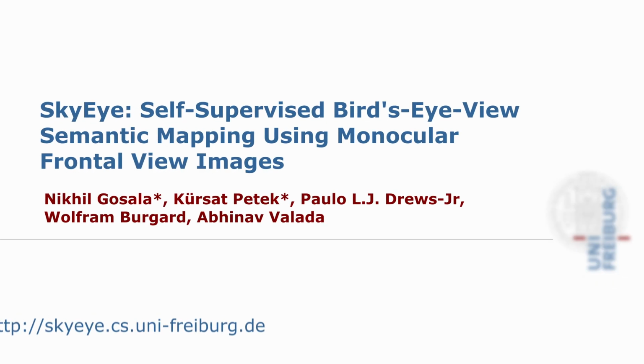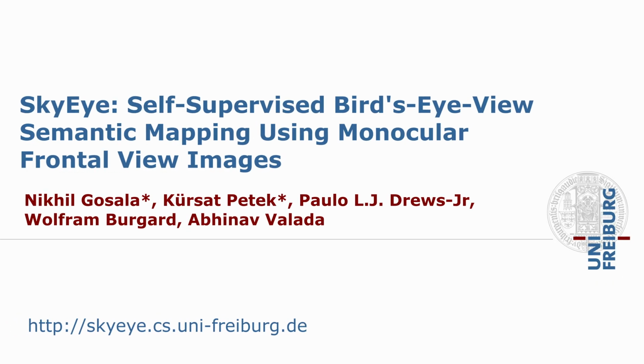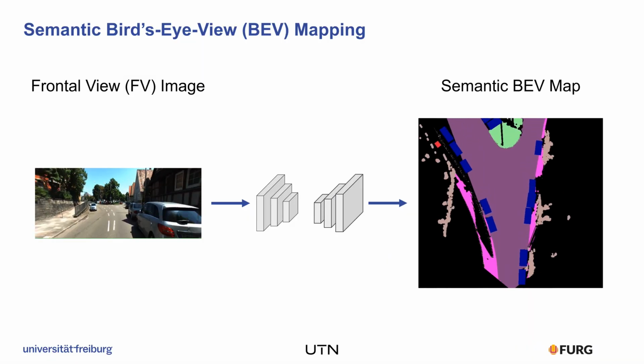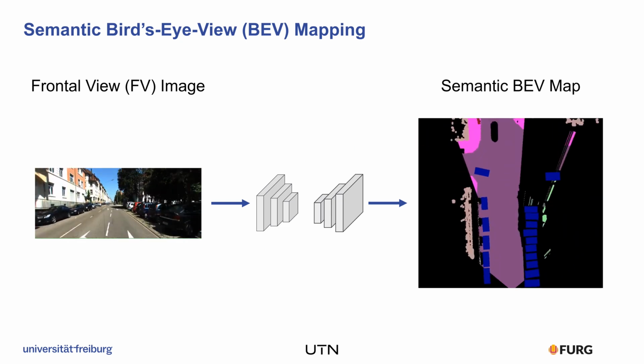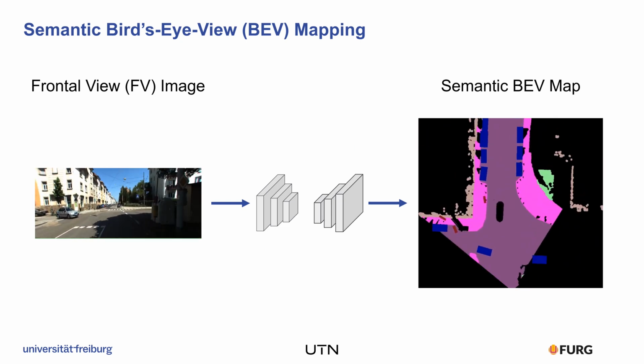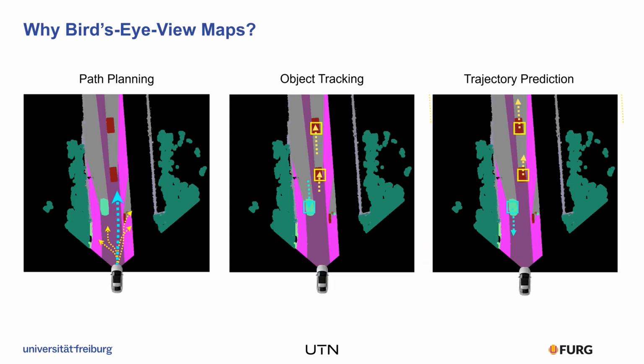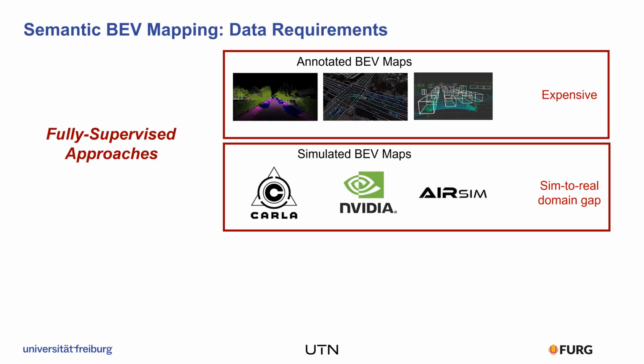We present our paper, SkyEye: Self-Supervised Bird's Eye View Semantic Mapping using Monocular Frontal View Images. Bird's eye view maps have become an integral part of various autonomous driving pipelines due to their feature-rich yet computationally efficient representations. These maps capture distances to various obstacles in the metric scale, which makes them extremely suitable for downstream tasks such as path planning, object tracking, and trajectory prediction.